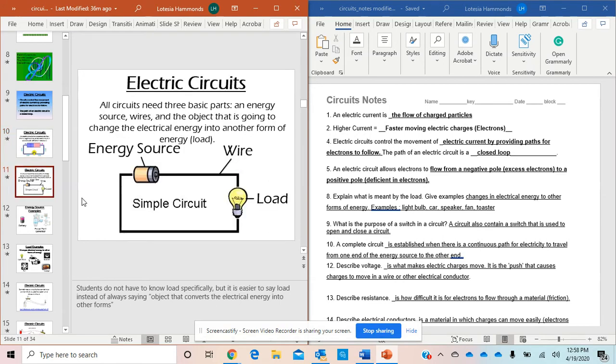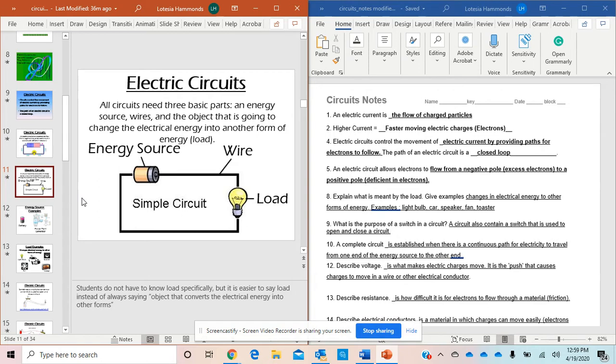All circuits need to have three basic parts. That is an energy source, which is our battery; wires, which provide the connectivity to all of the objects within our circuit; and then the object that is going to change the electrical energy into another form of energy. That object is what we refer to as the load.